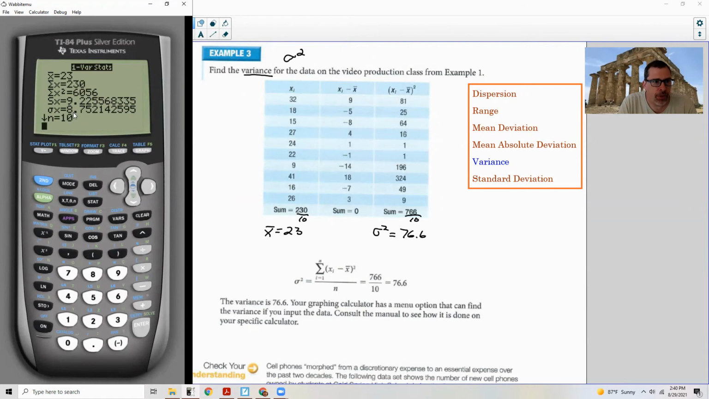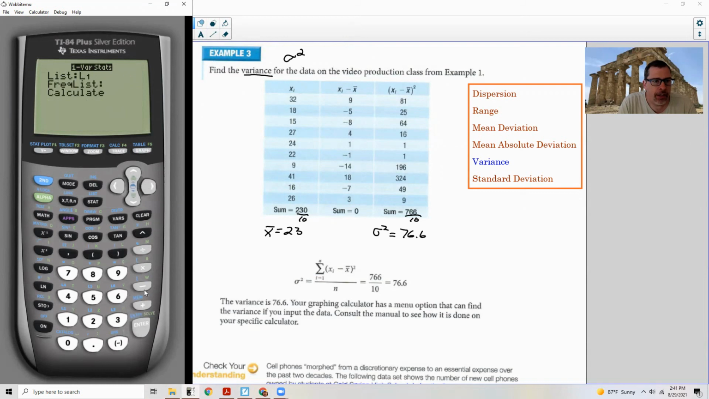All right. So 8.75 squared, if I went to my home screen, I could do 8.75 squared, and that would give me 76.56, which rounds to 76.6. Okay, so let me go back.